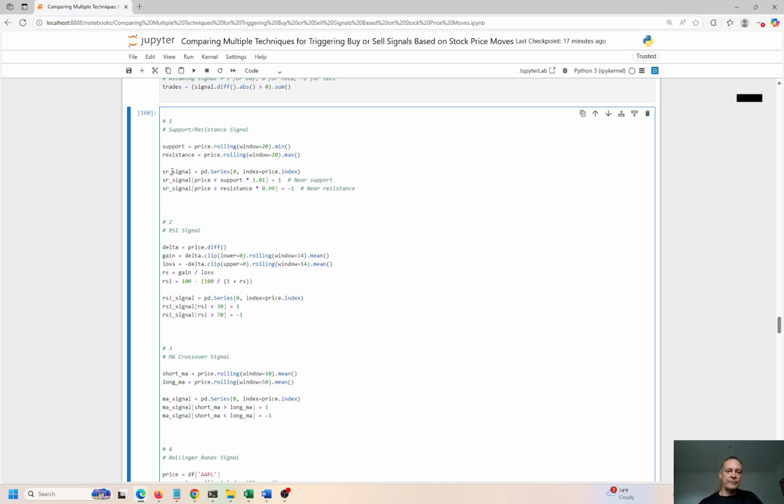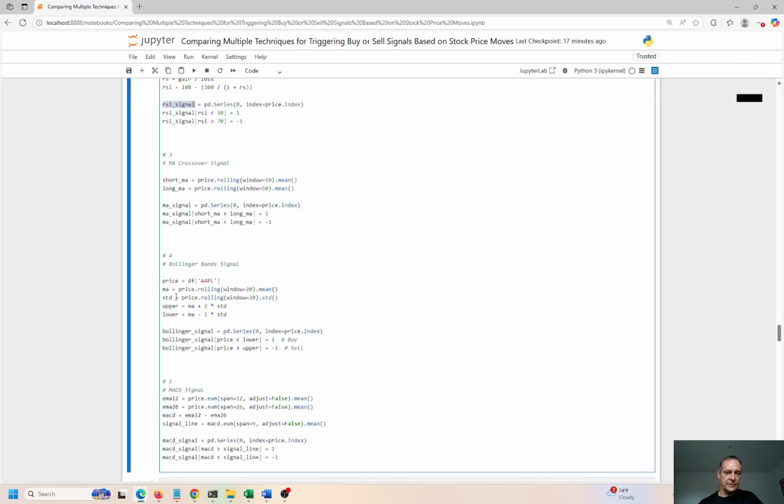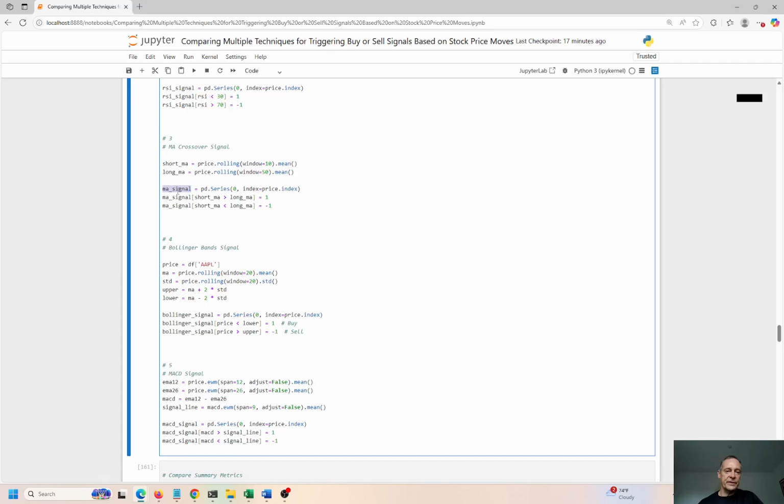So here's the 5 strategies: support and resistance, RSI, relative strength signal. We're looking at less than 30. That's a support, greater than 70 as a resistance, right? So this concept and this concept is similar. This is the moving average signal. Again, short moving average greater than long. This is the buy. Short average less than long. This is a sell.